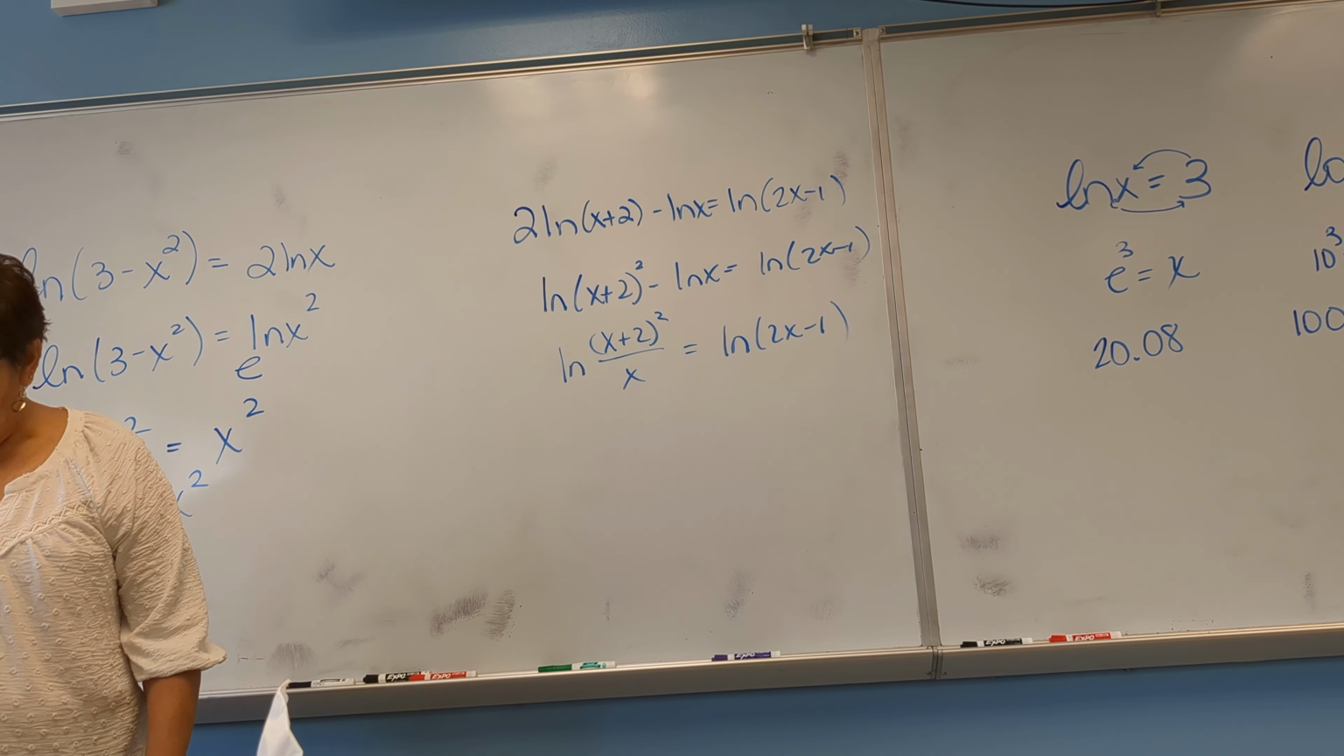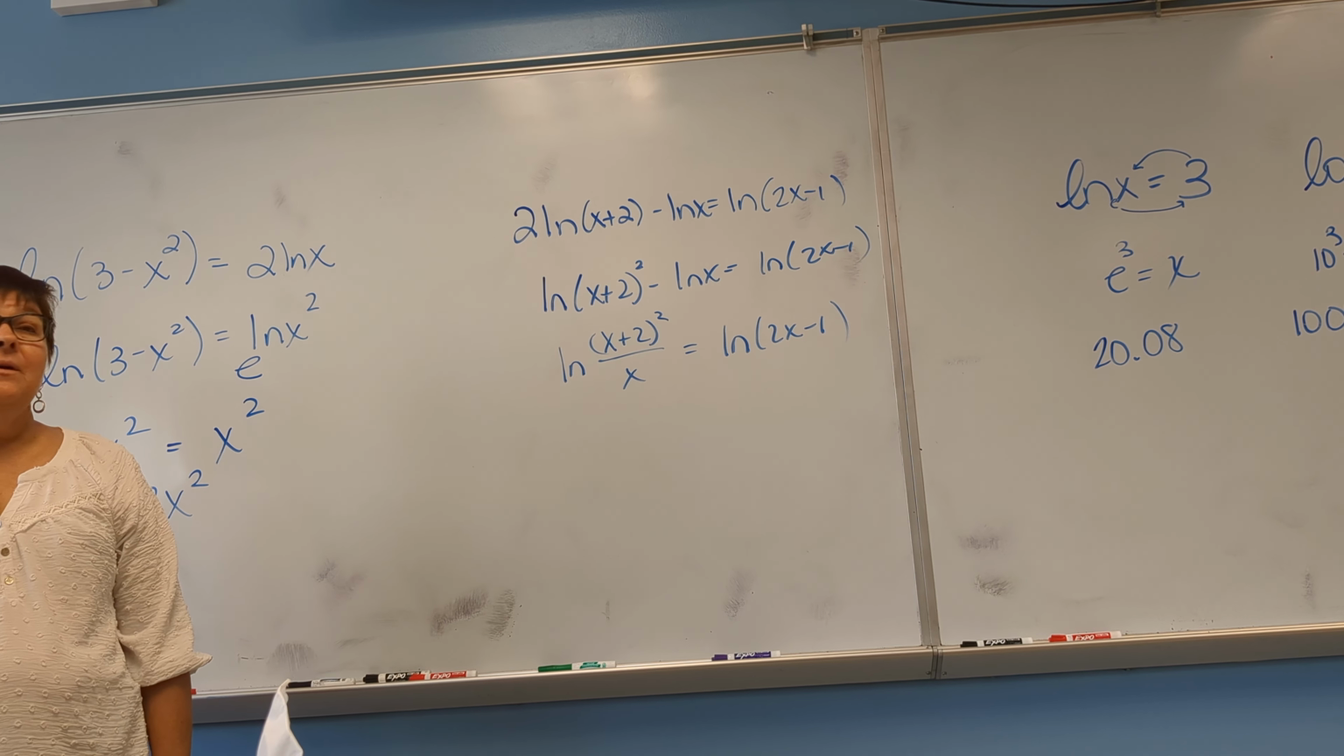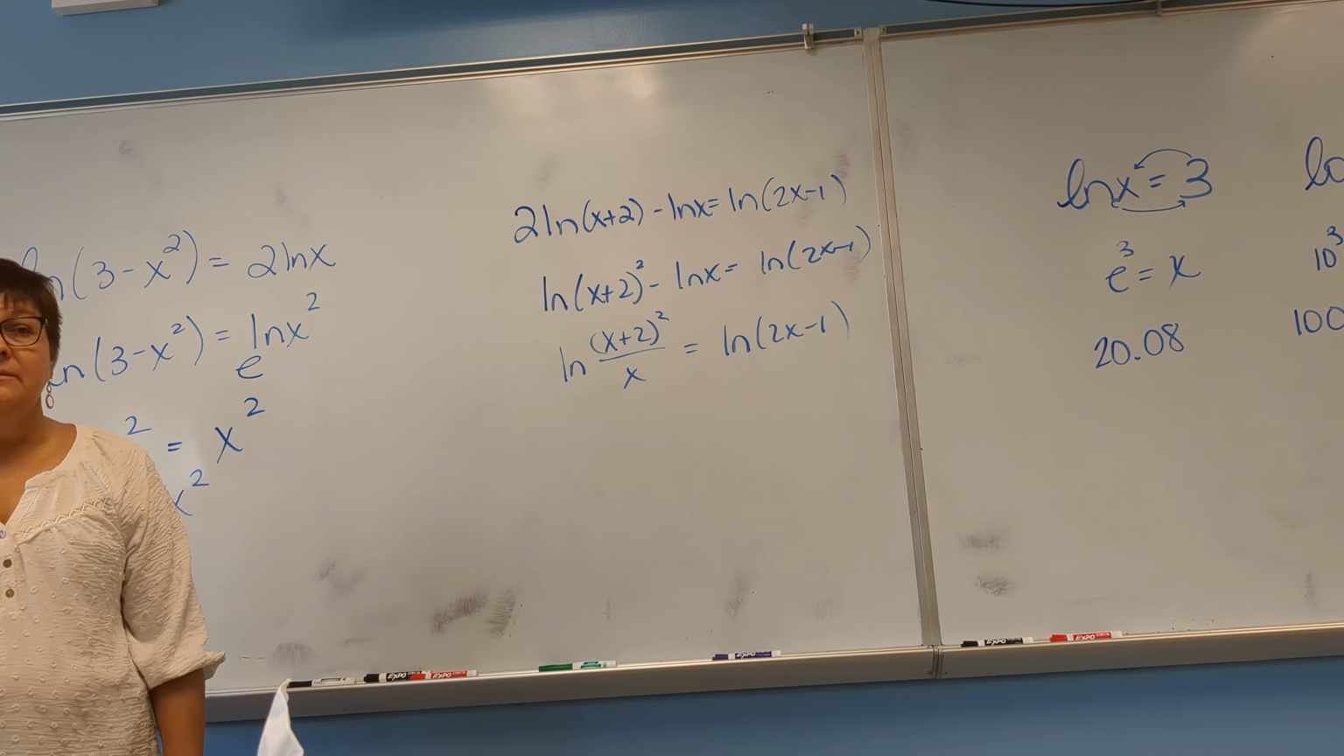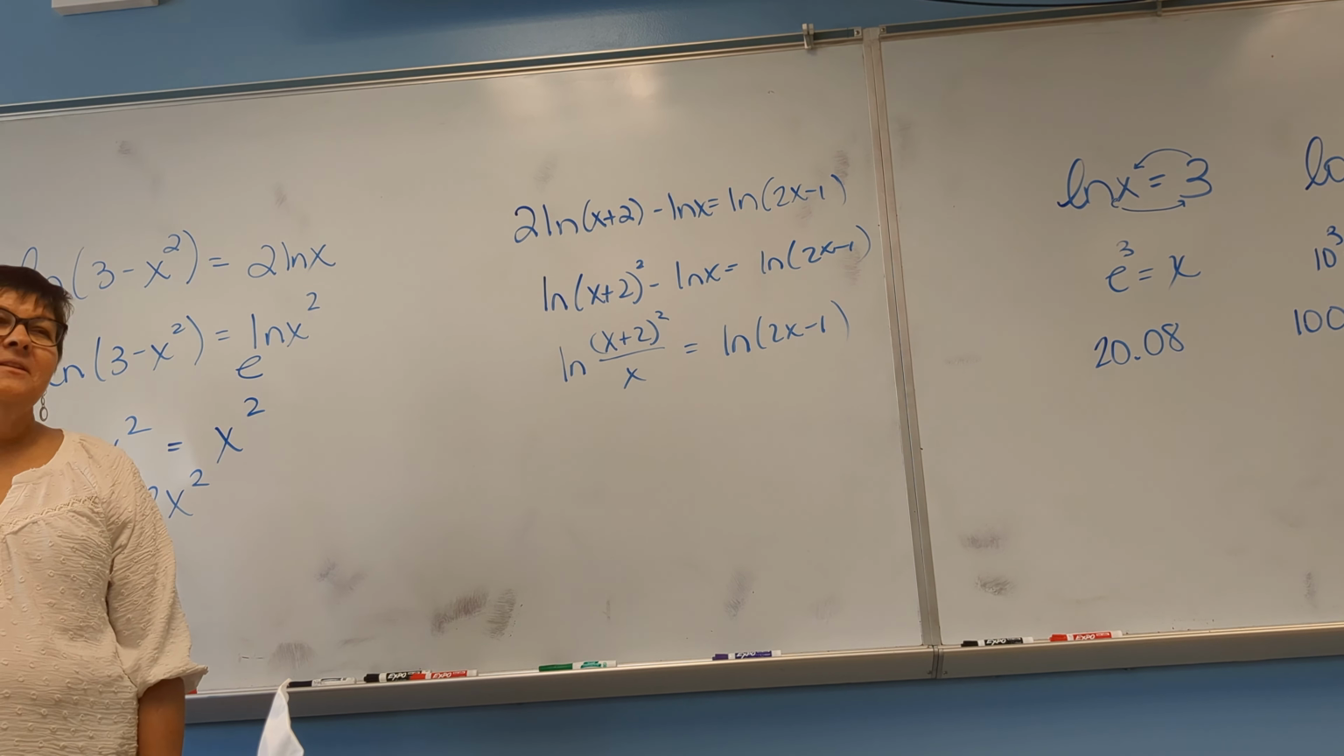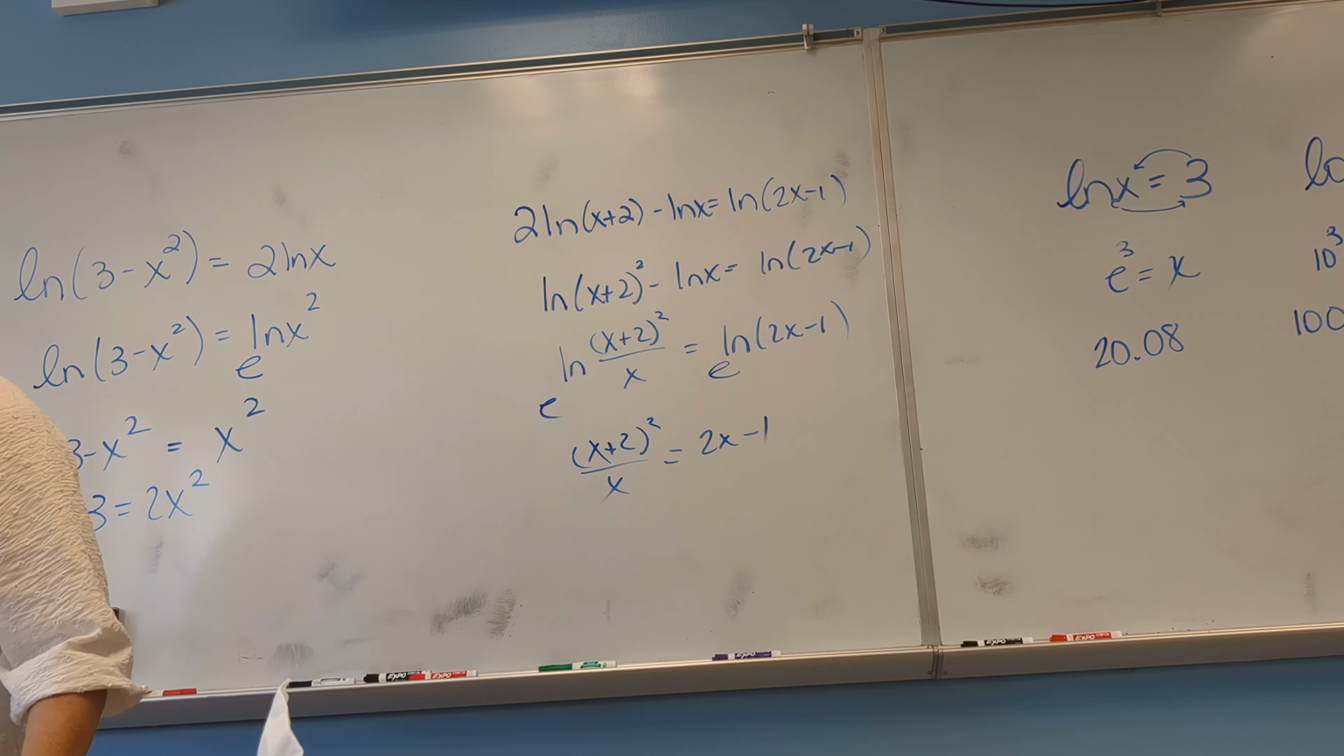How do we feel? Decent? Now, I want to get rid of the natural log, so I do what? Nobody wants to sing with me. All right, so we have (x plus 2) squared over x equals 2x minus 1. Is this something that I can start to solve for x with? This goes back to Algebra 2. I multiply both sides by x, I FOIL this guy out, I combine like terms.